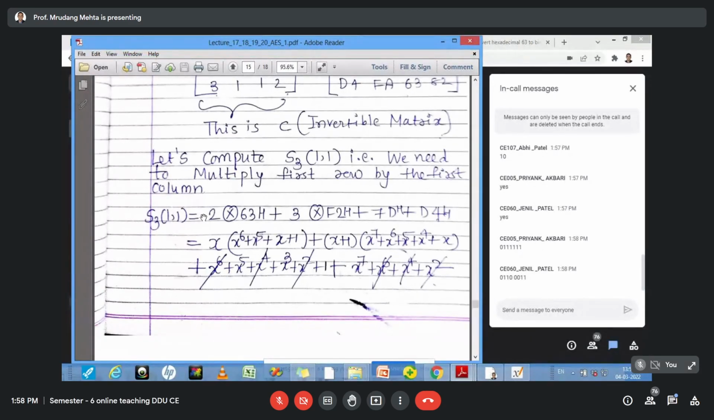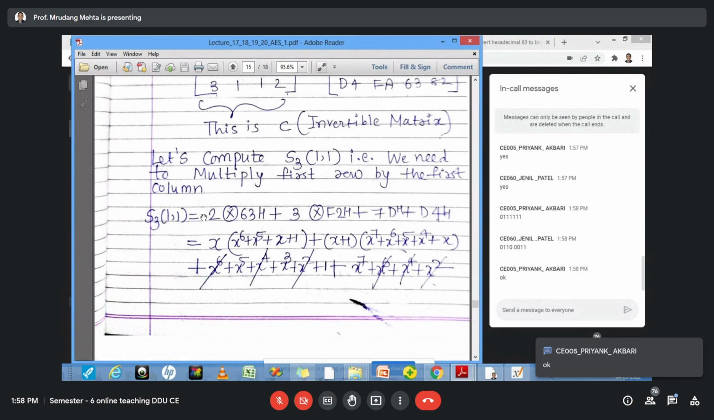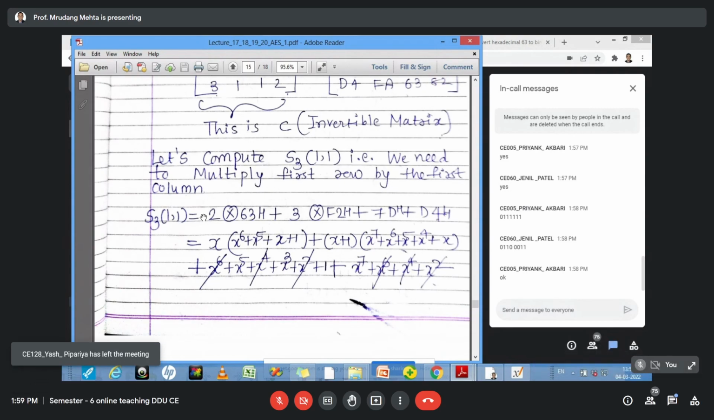So 0110. These are the first 4 bits, and the remaining 4 bits are for 3, so 2, 1: 0, 0, 1, 1. Okay, Janil Patel is correct. Others, Priyank, I think you have found your mistake here.